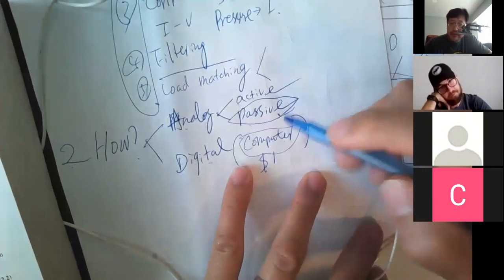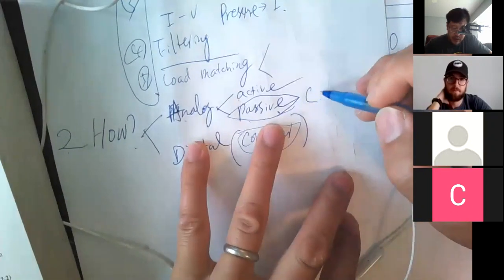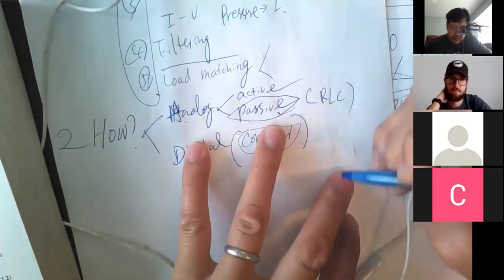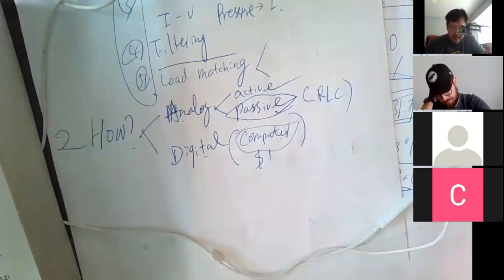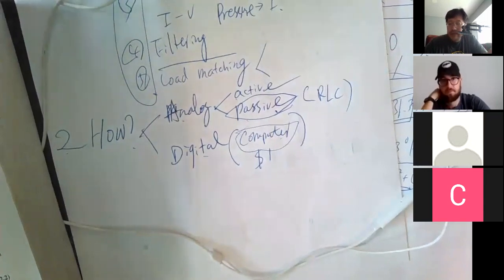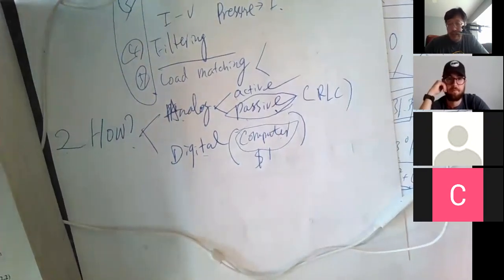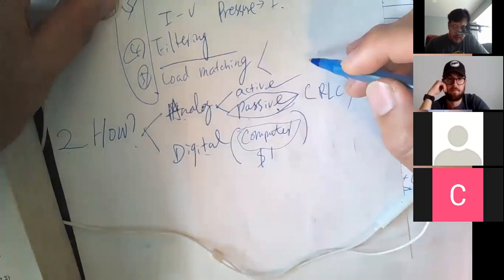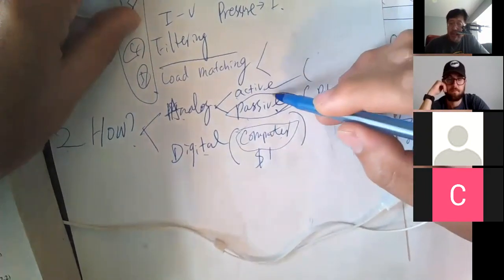What is passive? Passive signal conditioning means RLCs. So we're only using resistors, inductors, and capacitors to try to recondition our signal. Can we do it? Yeah. But it has limits. So that's why we have active.